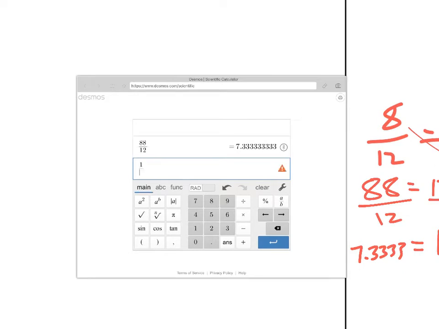We have 1/2 times 22, the base, times that 7.333. I'm going to put ans, which is answer. That brings that down in there. It gives you the last answer. And we get, there you go, 80.6 repeating. All right. So that's great.